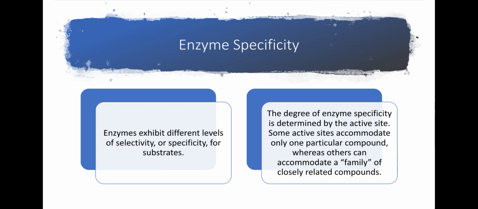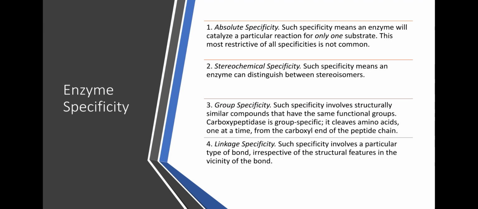Let us now discuss enzyme specificity. This refers to the extent to which an enzyme's activity is restricted to a specific substrate, a specific group of substrates, a specific type of chemical bond, or a specific type of chemical reaction. Take note that the degree of specificity is determined by the active site. There are four main types of enzyme specificity. We have absolute specificity, stereochemical specificity, group specificity, and linkage specificity.